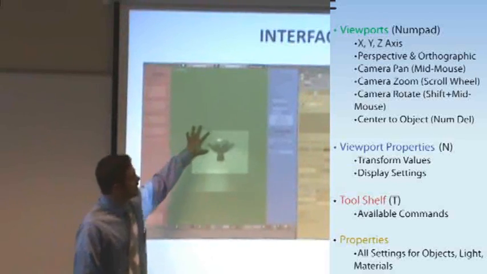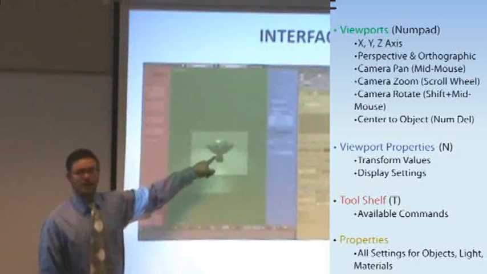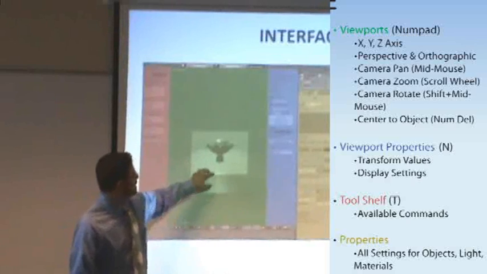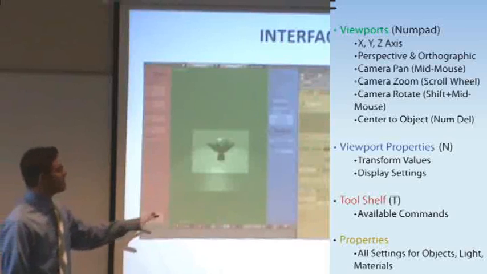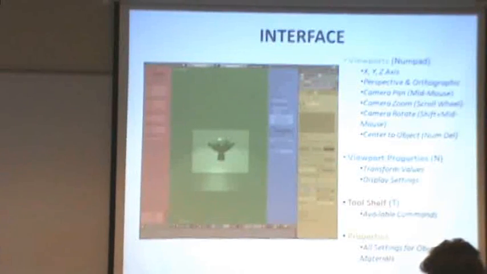Viewport. This big area here should have a monkey head, or yours probably has some furniture. This is your viewport. This is your view of the 3D world. This is how you see the 3D space. It has things like an X, Y, and Z axis. I can give you the basic rundown of the 3D world.